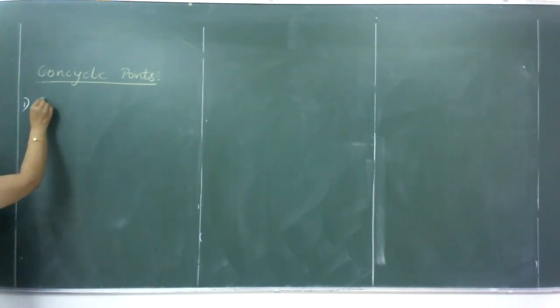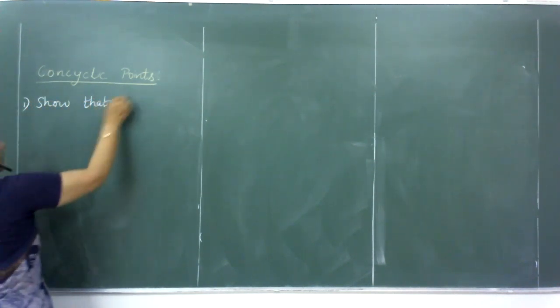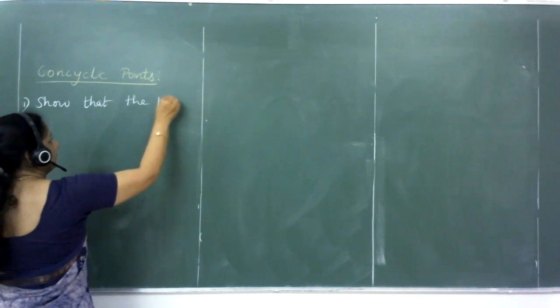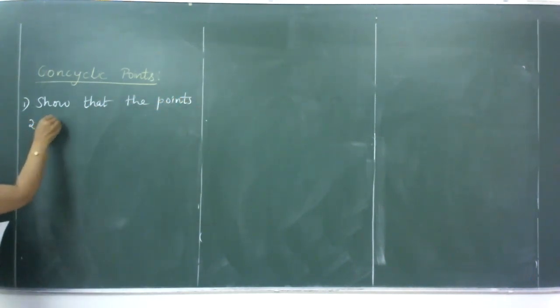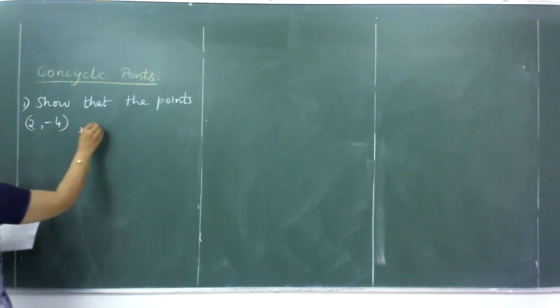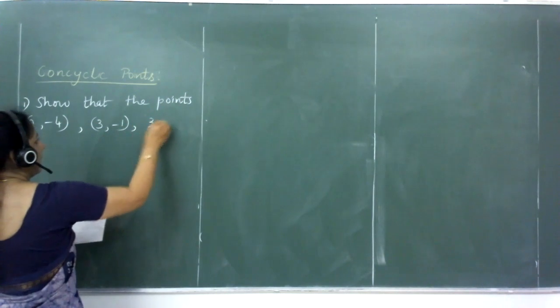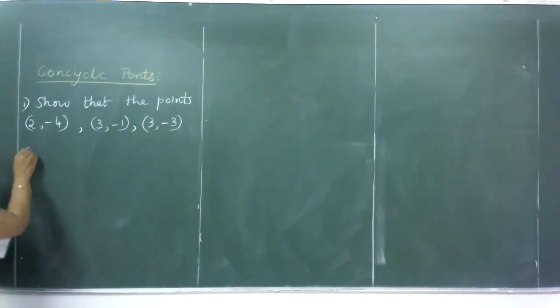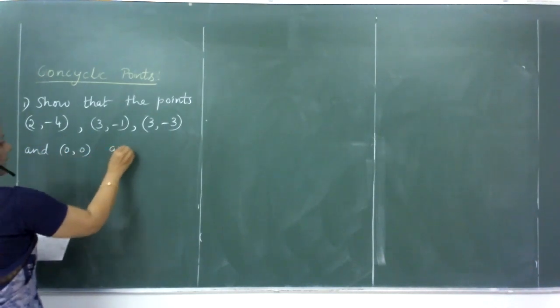The question will be straightforward here. There will be no twist in the question. The question comes something like this: Show that the points 2 comma minus 4, 3 comma minus 1, 3 comma minus 3 and 0 comma 0 are concyclic.